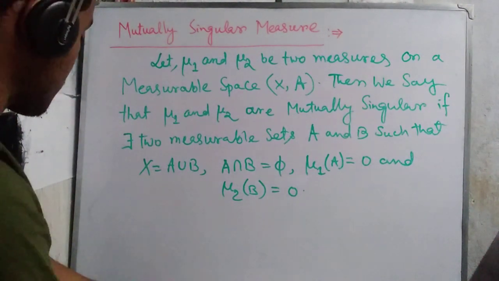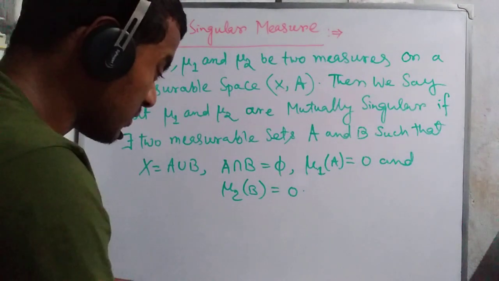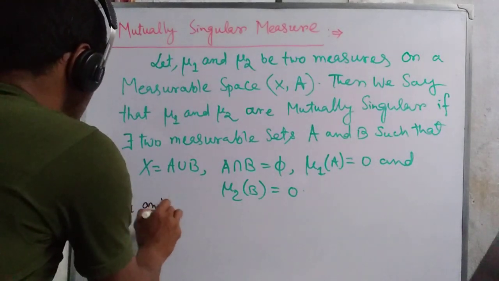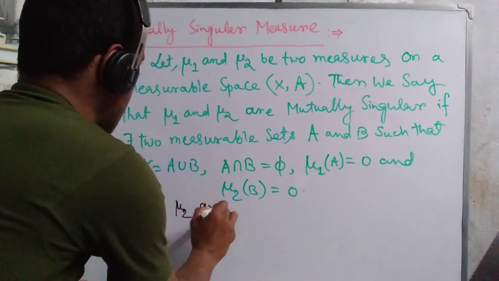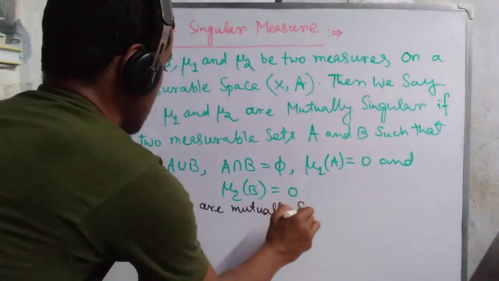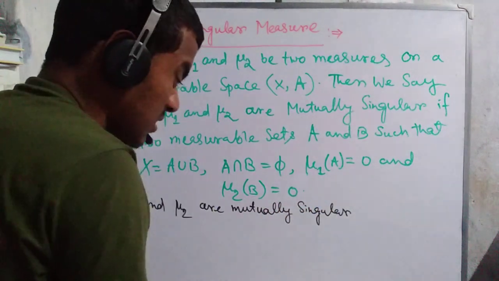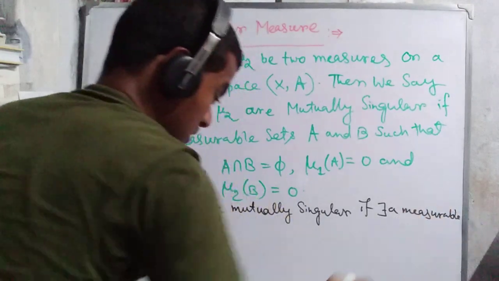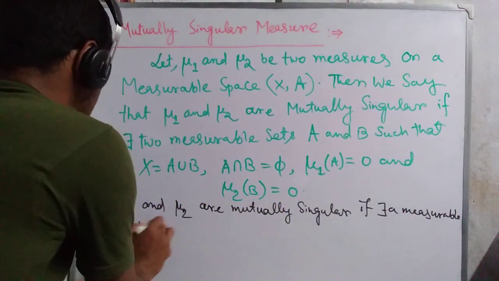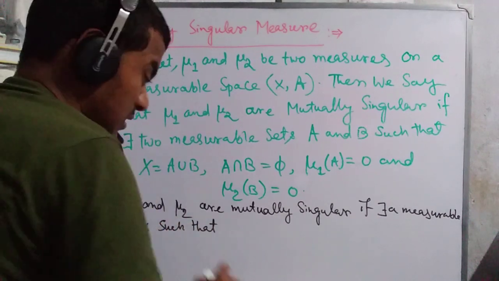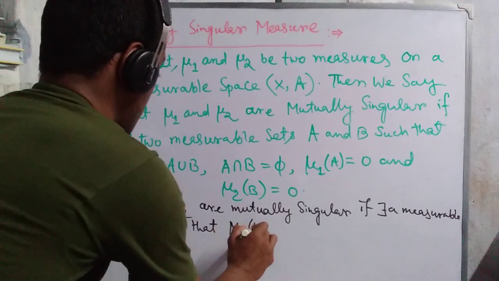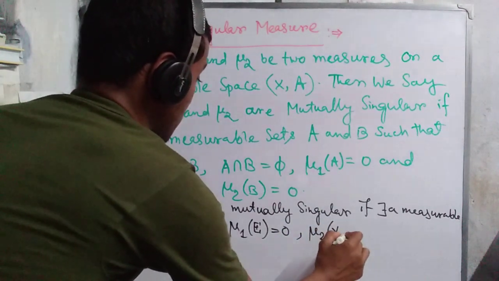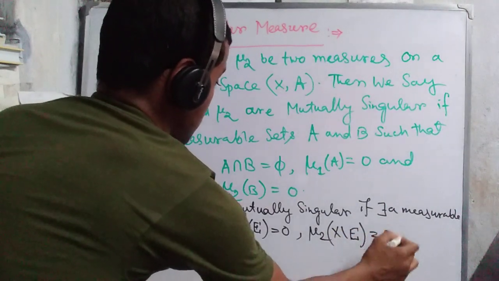Now we write here: mu1 and mu2 are mutually singular if there exists a measurable set E such that mu1 of E equals 0 and mu2 of X minus E equals 0.